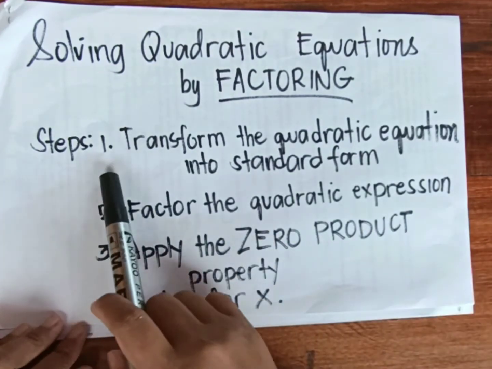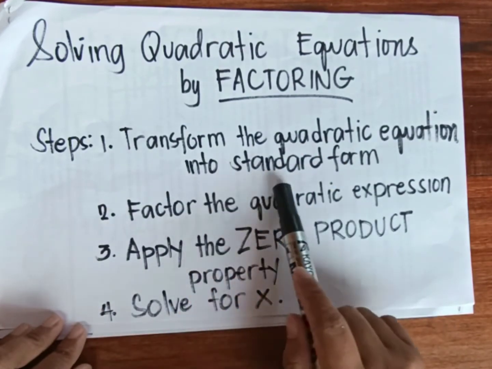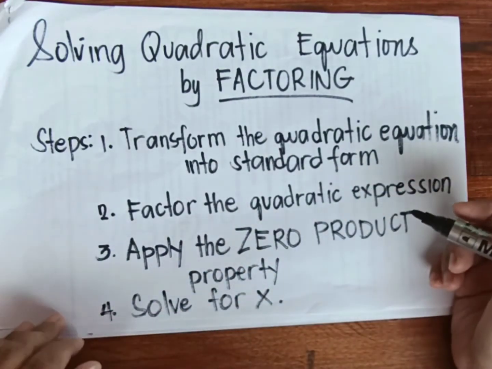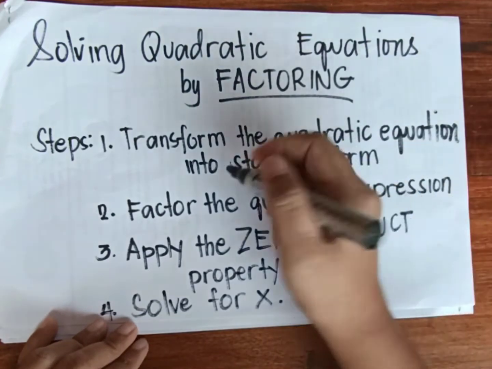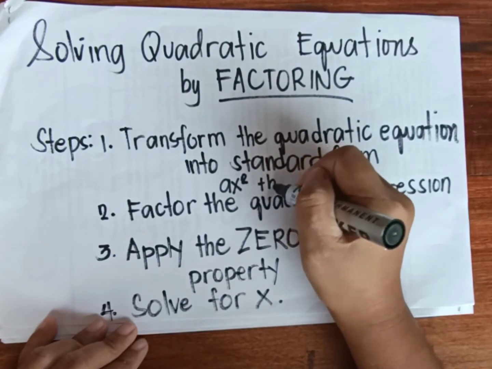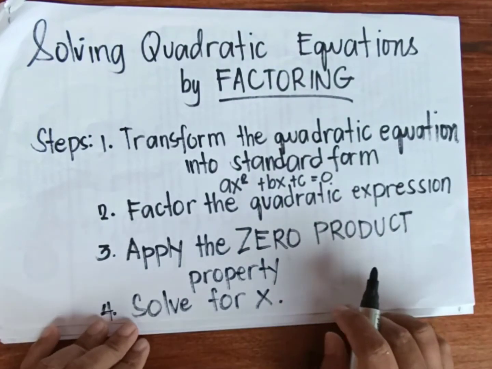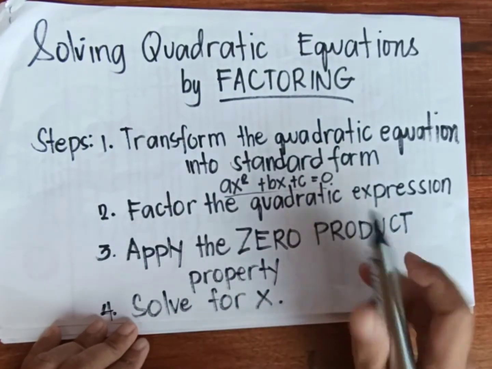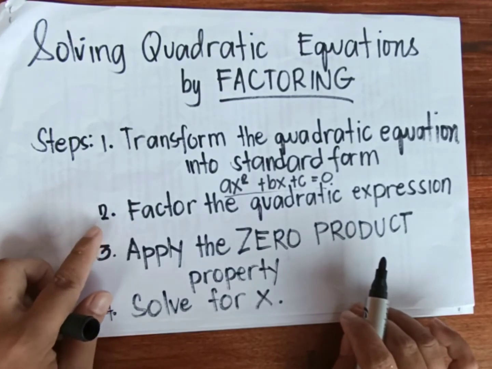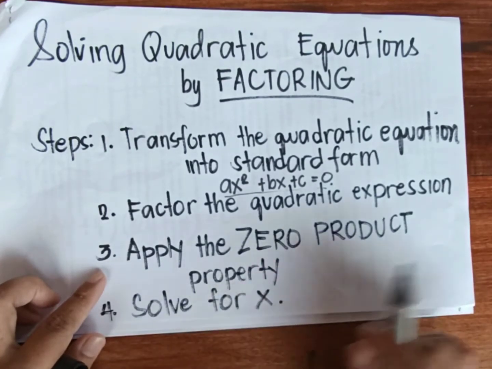Okay, first step is to transform the quadratic equation into a standard form. So, when you say standard form, it should be written in the form ax squared plus bx plus c equals 0. So, in this form. And second step, factor the quadratic expression. Okay? And then, third step is apply the zero product property.